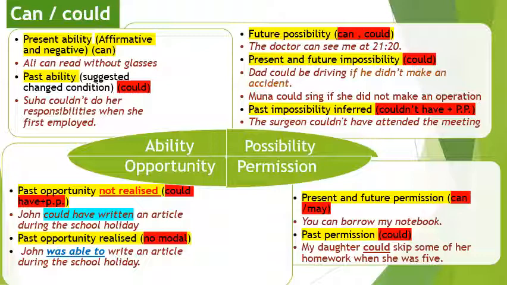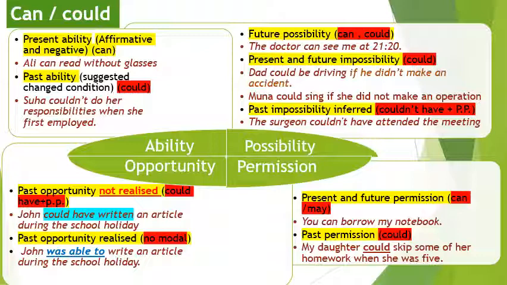The next one is the past opportunity which is realized. Here we don't need to use any modal verb, and you can say John was able to write an article or John was able to do his homework. The next one is permission. Permission can either be in the present or in the future, and you use here can or may.